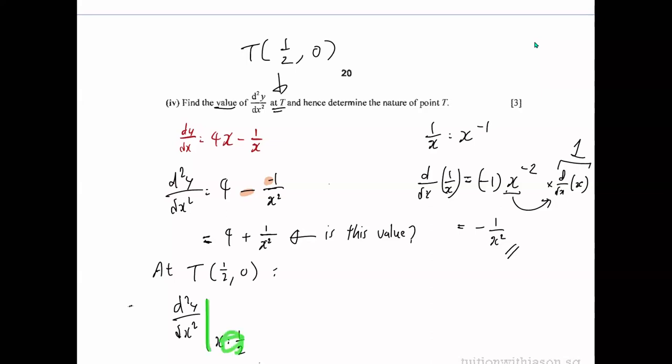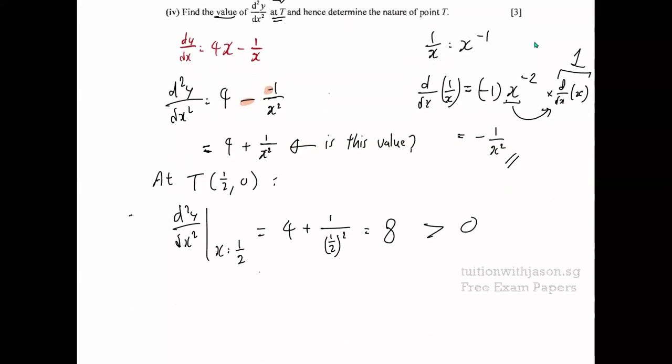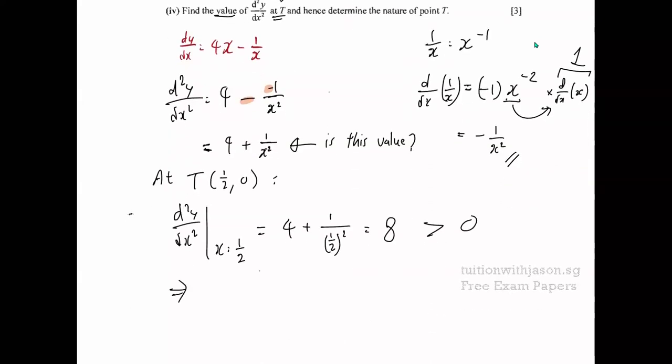So it's a minimum point. Let's see. Hold on a second. Half squared is 1/4, 1 over 1/4 is 4. 4 plus 4 is 8. Yes, which is bigger than 0. Therefore, it is. Wait, what do you say? Max or min? Minimum. Minimum point. Okay. Sad face. Sorry, happy face.